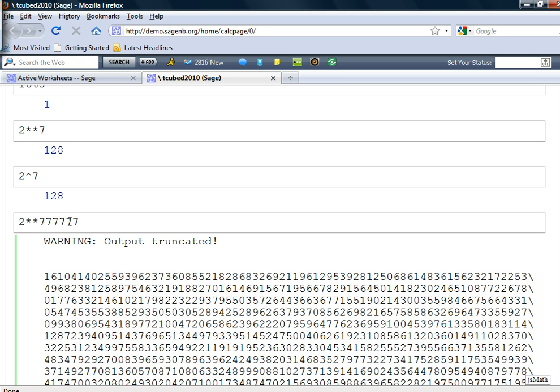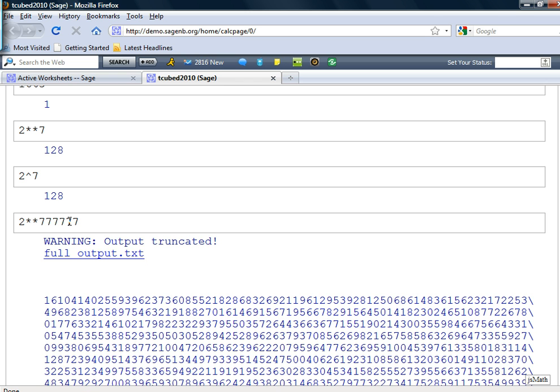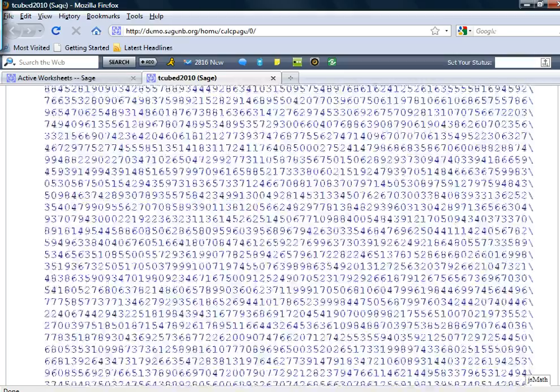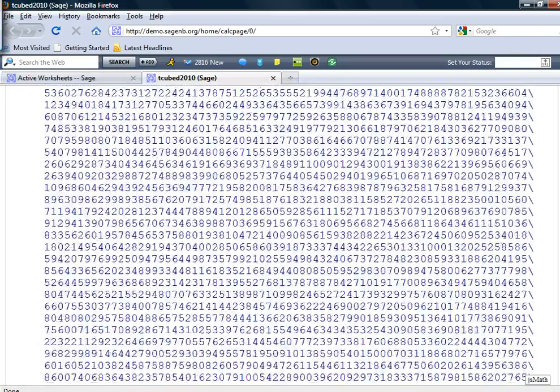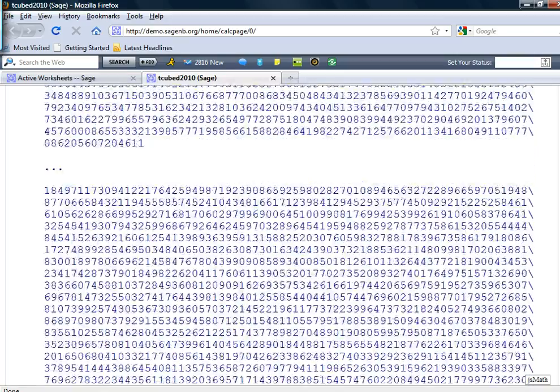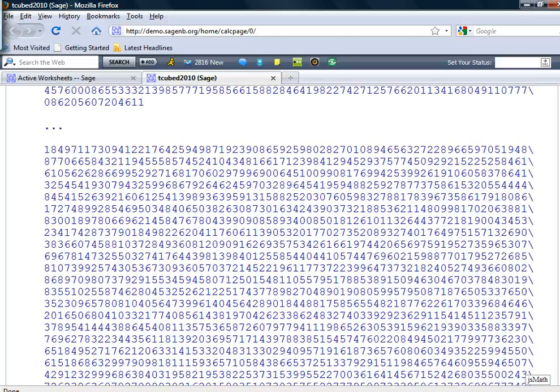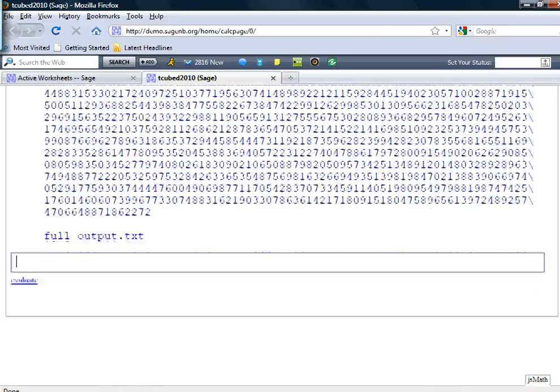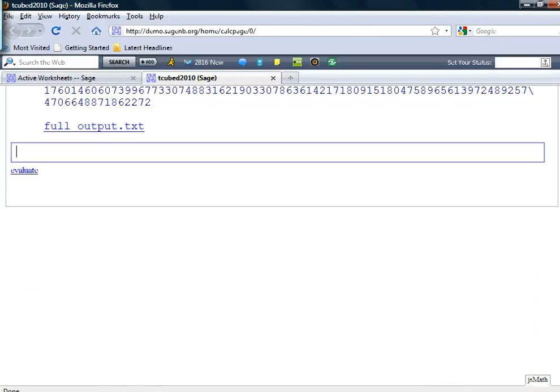Now look, Sage got a little lazy. Look what Sage did. He says, output truncated. This answer was so large. This is one number, right? 2 to that power is one answer. It's so large, it gave you 100 lines full of digits. It gave up and gave you the last 100 lines of the answer, because that's just wasting way too much space.